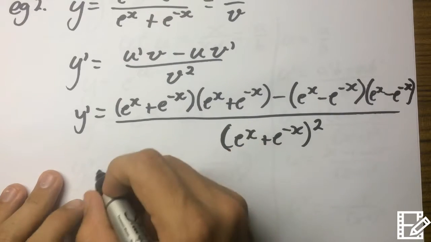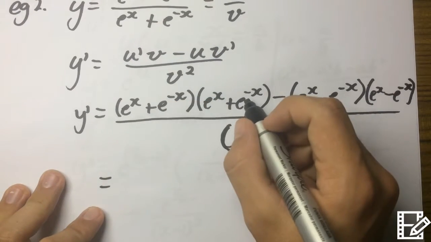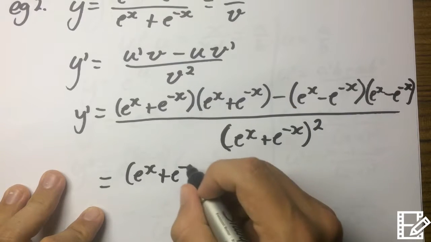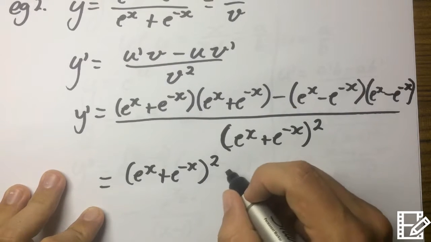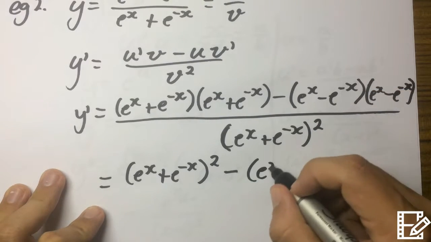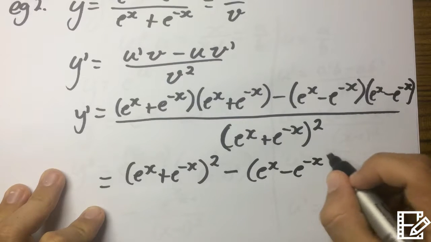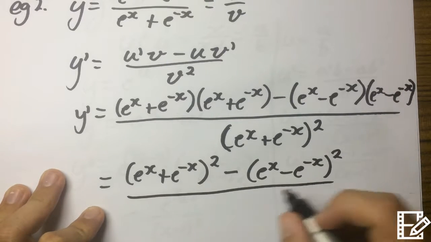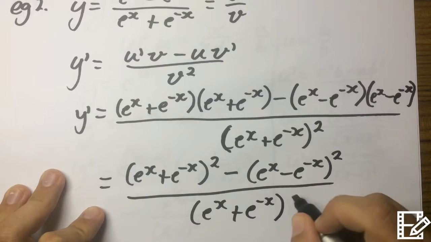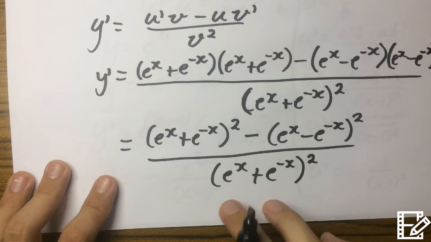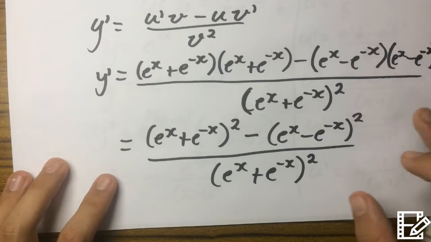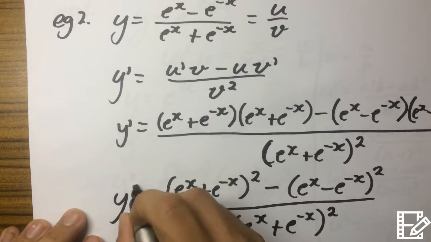Now let's simplify it. This times this is the exact same as this, so it becomes e to the x plus e to the -x squared minus these two, the exact same, so it's e to the x minus e to the -x squared, all over e to the x plus e to the -x squared. As you can see, this is the same as that, but this is not the same as that. Therefore, we're going to have to split it.